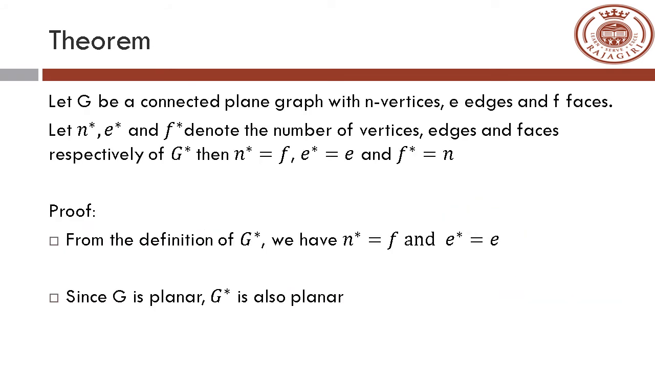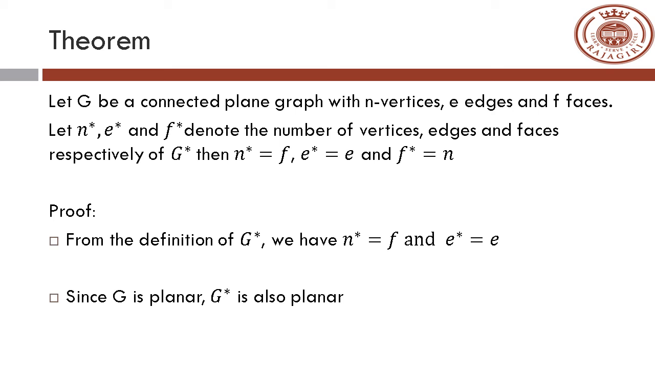Now a theorem related to dual graph. Let G be a connected plane graph with n vertices, e edges and f faces. Let n star, e star and f star denote the number of vertices, edges and faces respectively of the dual graph G star. Then n star equal to f, e star equal to e and f star is equal to n. Proof of the theorem.